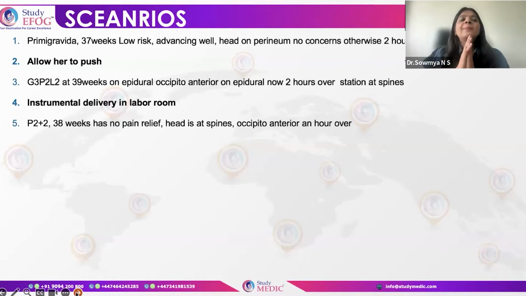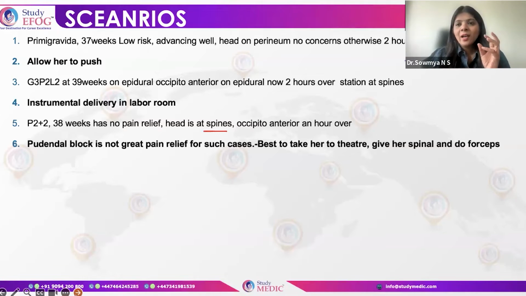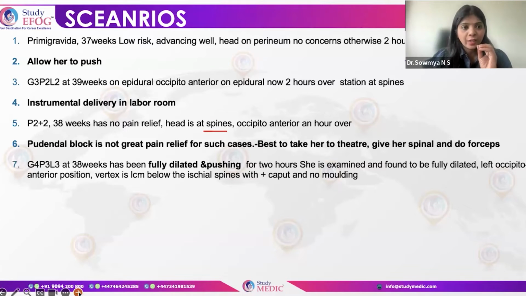Next, multiparous 38 weeks, no pain relief, head at spines, occipito-anterior. Here again, the difference is she is not on any pain relief. So head is at spines. Whenever you apply forceps, it would be very difficult to pull the baby from the spine. So that is the reason you take her to the theater. Even pudendal block is very difficult at this point of time. So you take her to the theater and give her combined spinal epidural and do the forceps. Practically, analgesias are very important, so do not forget.